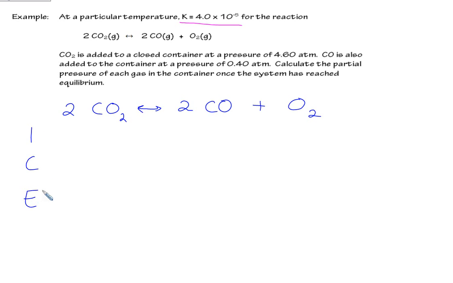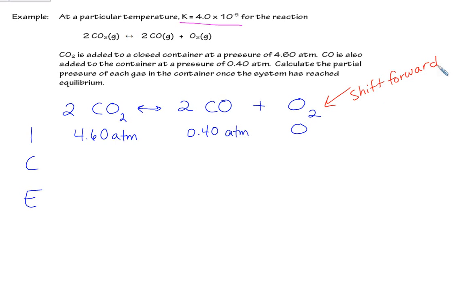ICE. I love ICEs. All right, so initially, again, we said you can use pressures or concentrations. We have pressures, 4.6 atmospheres for the carbon dioxide and 0.4 for the carbon monoxide. Initially, there's no oxygen, so I'm shifting forward. Excellent, I know the direction of the shift. If I didn't, I would have to calculate Q and then compare Q to K. And yes, you can do Q with pressures.